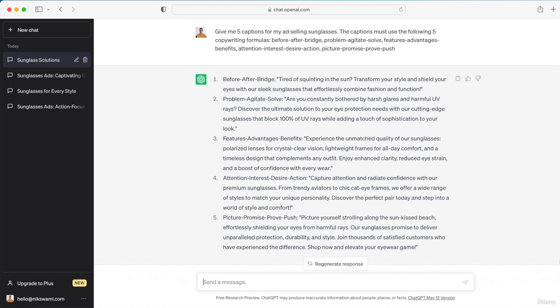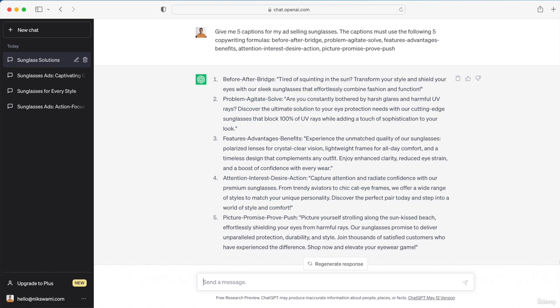It says, picture yourself strolling along the sun-kissed beach, effortlessly shielding your eyes from harmful rays. Our sunglasses promise to deliver unparalleled protection, durability, and style. Join thousands of satisfied customers who have experienced the difference. Shop now and elevate your eyewear game.